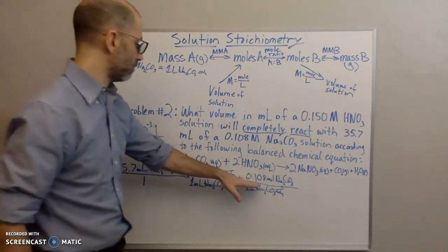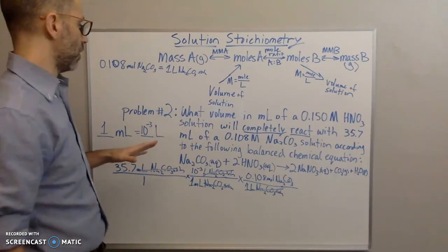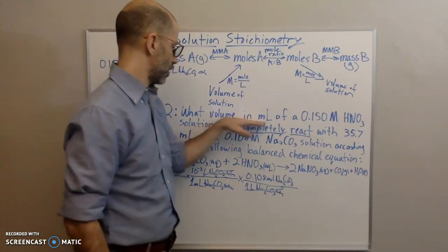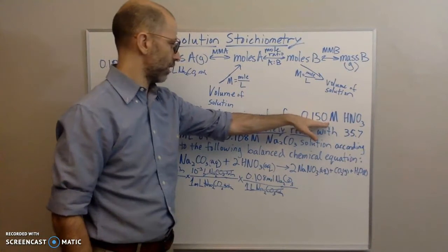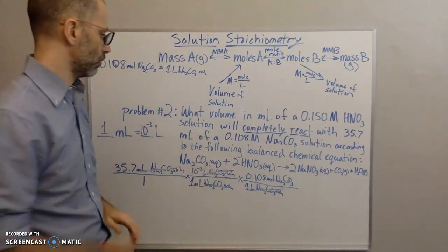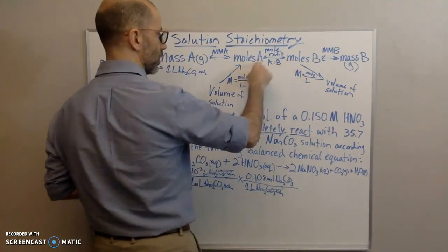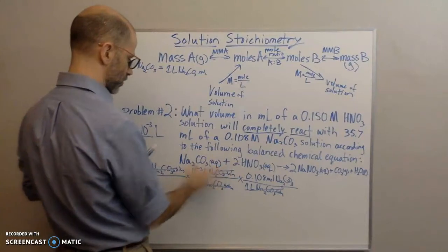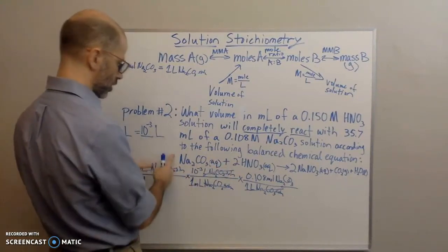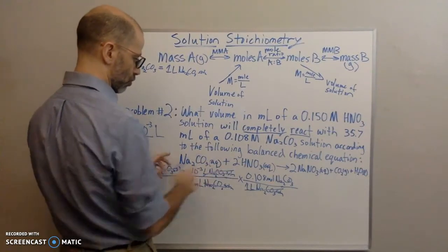So now I have moles of the sodium carbonate, but I want to get to the volume of HNO3, the nitric acid. So I need to do a mole-mole conversion. Now I'm here, and I want to get to here. So I need to use the mole ratio in my balanced equation. I have a 1 to 2 relationship. So 1 mole to 2 moles.